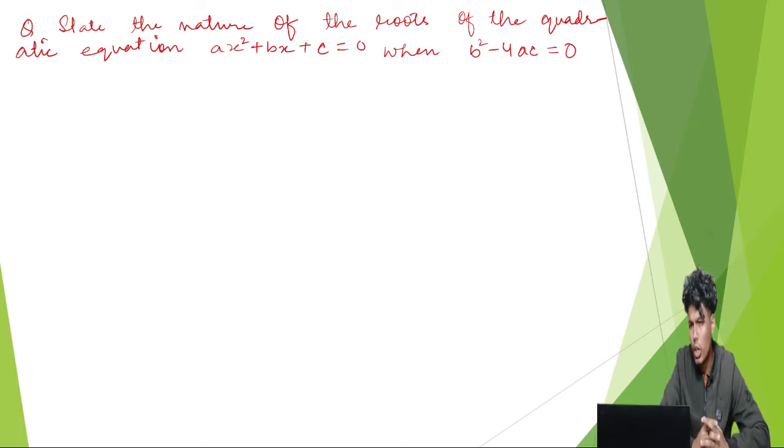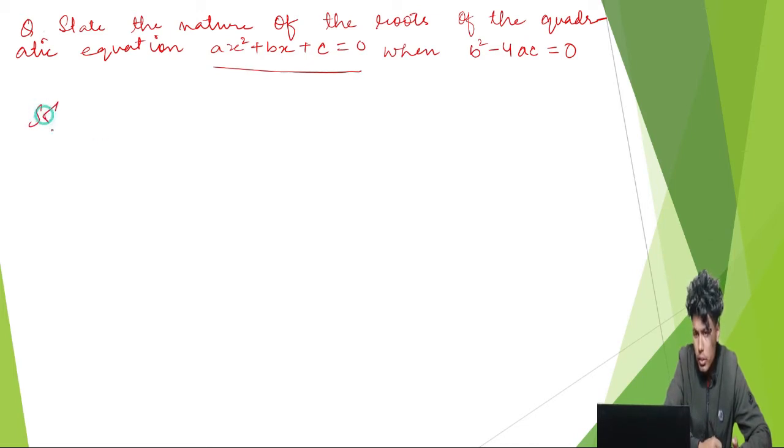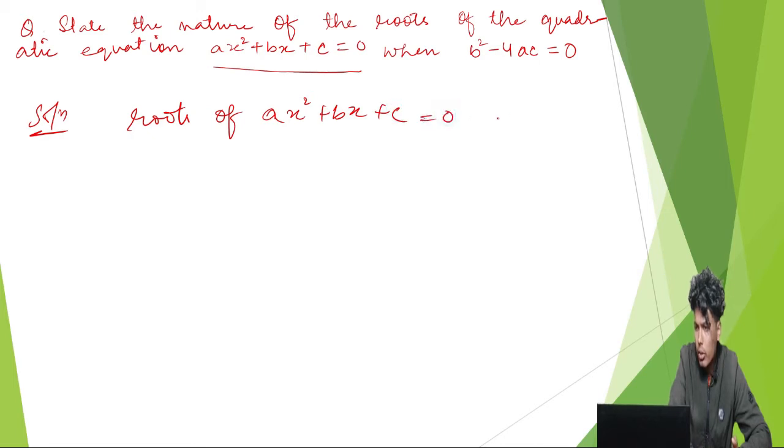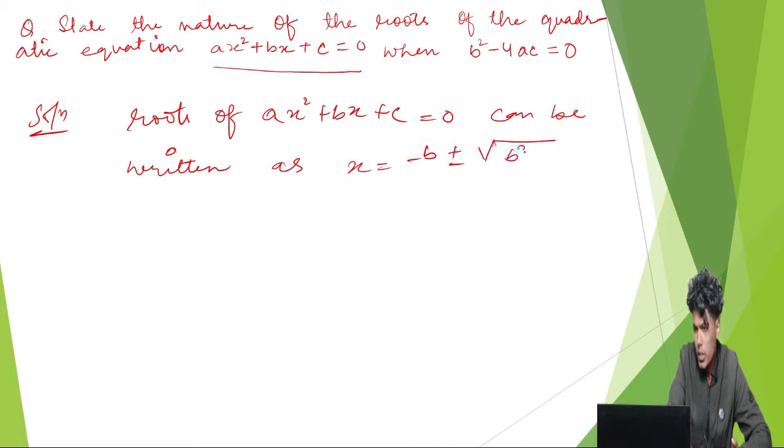So, state the nature of the roots of the quadratic equation ax square plus bx plus c equal to 0 when b square minus 4ac is equal to 0. We have just done this. Solution: the roots of ax square plus bx plus c equal to 0 can be written as x equal to minus b plus minus root over b square minus 4ac divided by 2a. Here b square minus 4ac is equal to 0.